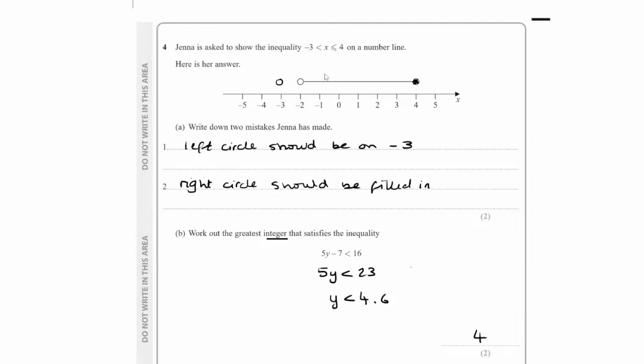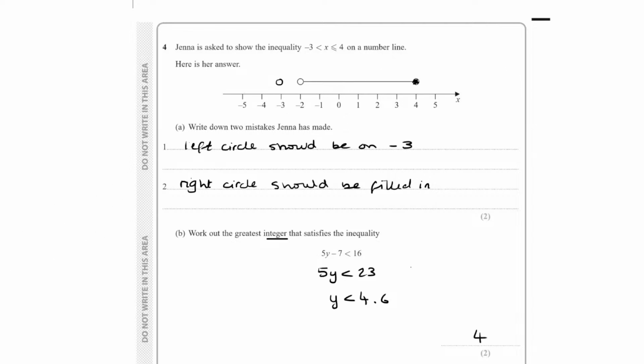So the first mistake was that you have to draw the circles on the numbers, so this circle here, the one that I've drawn, is correct. That's where she should have drawn a circle on -3. So that's why I said the left circle should be on -3, not on -2. So is that first one okay? That's just how you have to draw the circles on the numbers that are in the inequality. So that's mistake number 1. It should be left empty as well. It shouldn't be coloured in, so that was fine.